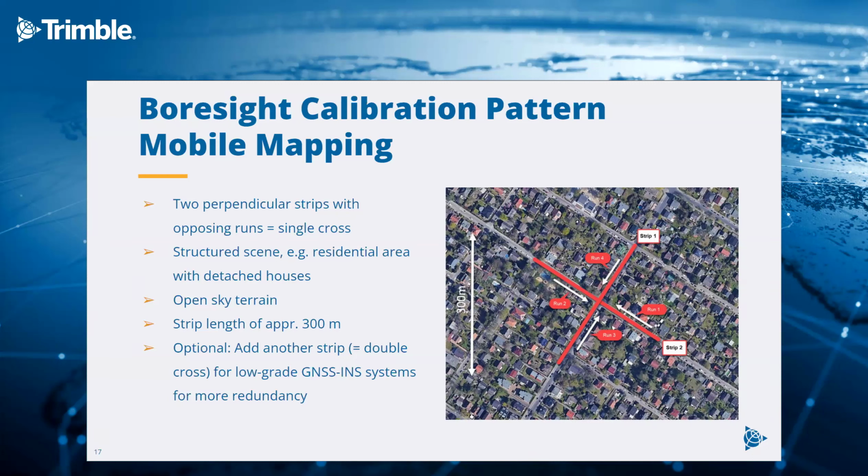The strip length does not need to be longer than 300 meters. Of course, you can always add another strip if you want to increase the redundancy, specifically for low-grade GNSS INS systems, for instance.